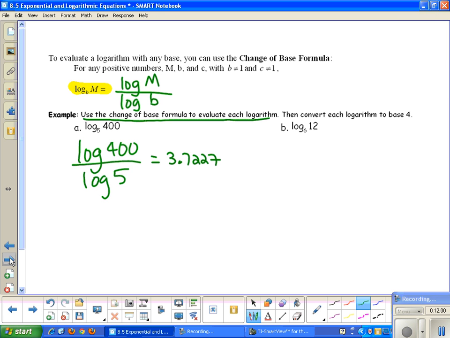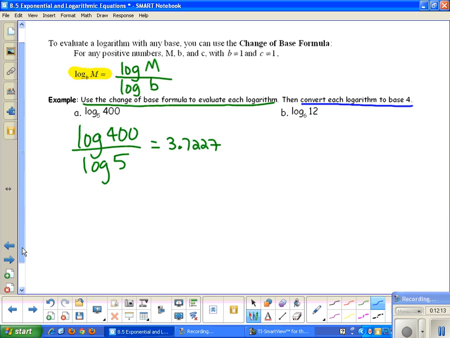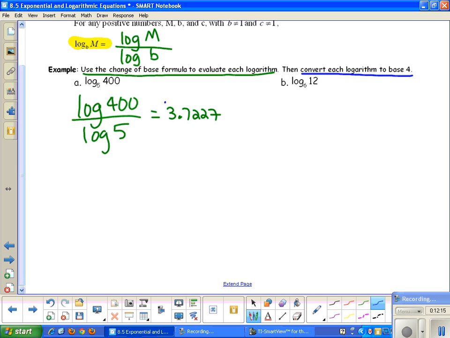It says use a change of base formula to evaluate each logarithm. Then the second part says then convert each logarithm to base 4. So when we're doing this change of base formula, we used base 10 in order to help us do that. So for that, I use a change of base formula to figure out this number right here. Then I know that the log base 5 of 400 is equal to that number, 3.7227.